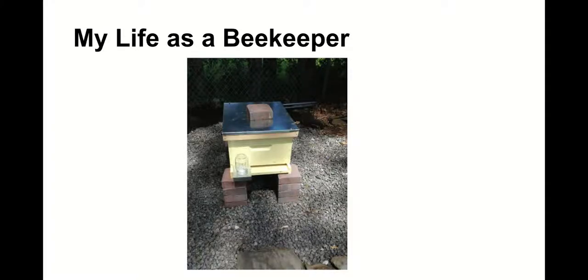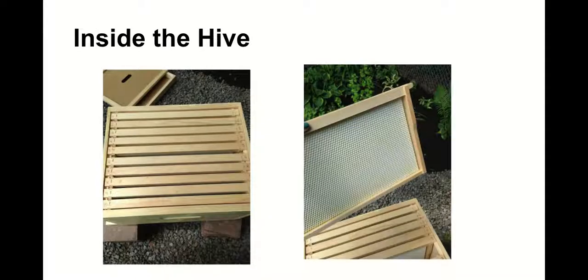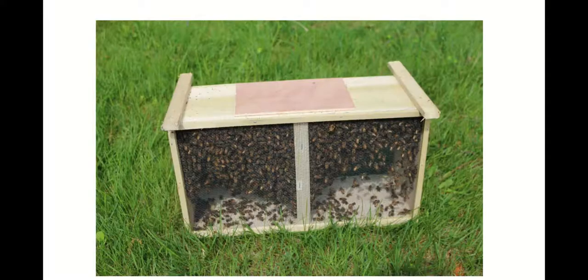So let me tell you a little bit about my life as a beekeeper. That's a picture of one of my first hives that I ever had. Inside the hive, there are 10 frames, and this is what we call a frame. And then they have some type of plastic on it, and that's where the bees are going to create honeycomb. That's where they're going to build it out, and that's where they're going to put the pollen, nectar, propolis. That's where they're going to lay their eggs. Everything's going to go in there. So there's 10 frames per box.